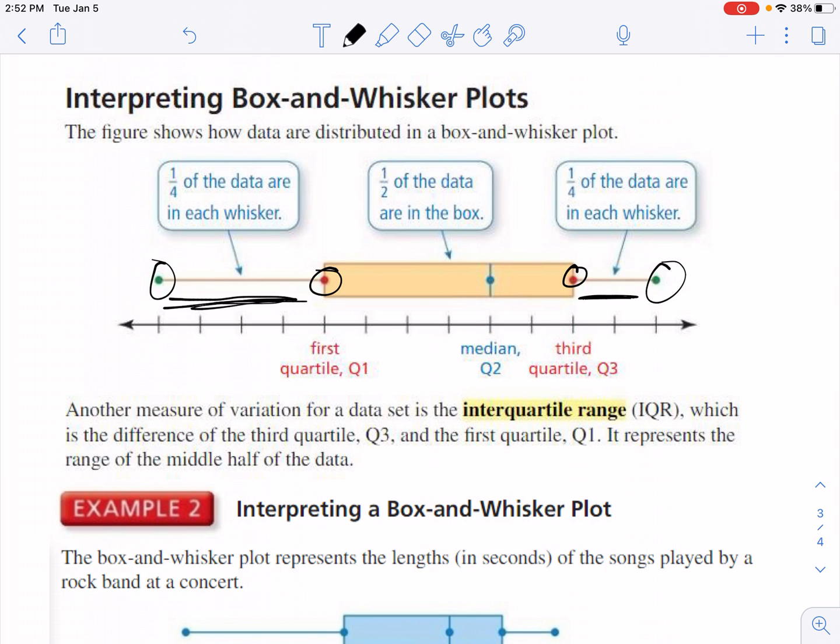Okay, then in the upper value, the greater value to Q3, in this whisker, we also contain 25% of the data. Now, within the box, however, from Q1 to Q3, that's where the inner half or the inner 50% of the data is contained, with Q2 being the middle value. Okay, so half of the data, the inner half of the data, is contained within the box, and then each whisker contains a fourth or 25%.